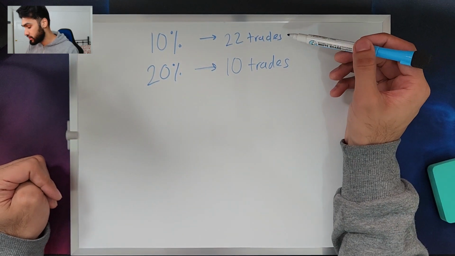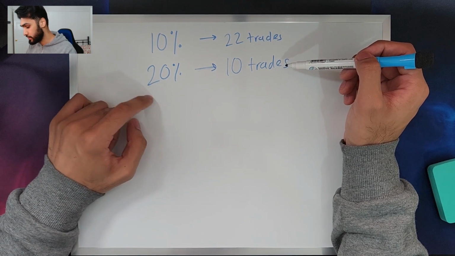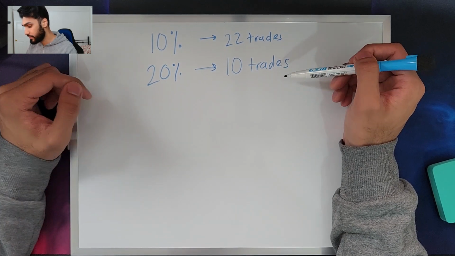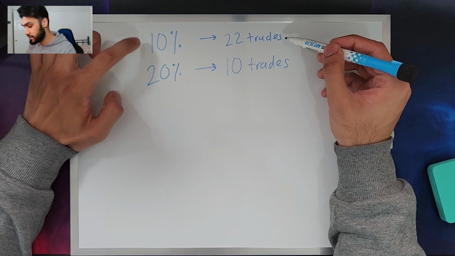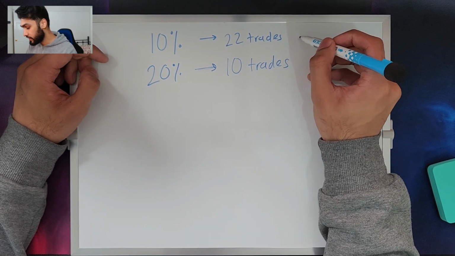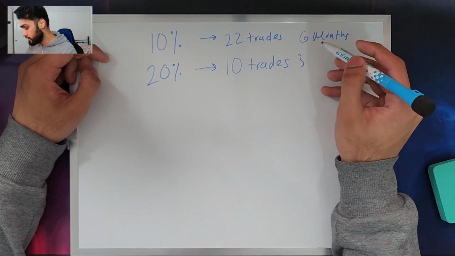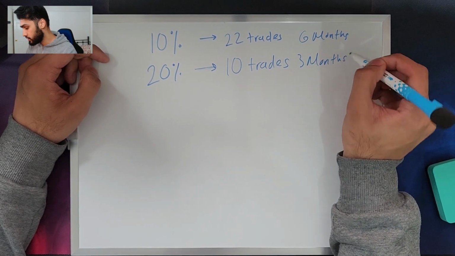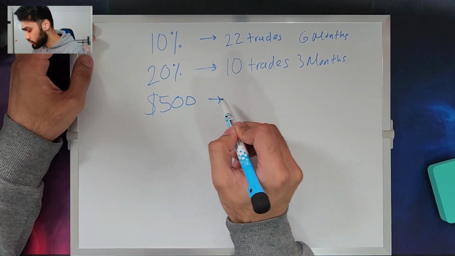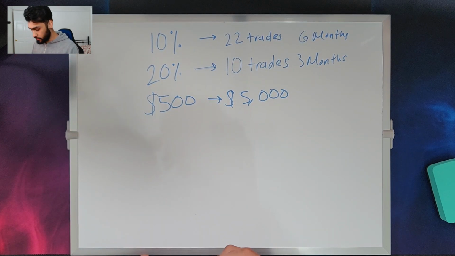So if you feel like your trading strategy will not take more than 10 losses in a row, be my guest and risk 20% of your trading balance and use that compounding risk management we were talking about. If you feel like you need a bit more breathing room, then risk 10% of your account and you'll be able to reach $5,000 within 6 months. And if you risk 20%, then therefore it will be 3 months to flip your account from $500 to $5,000.